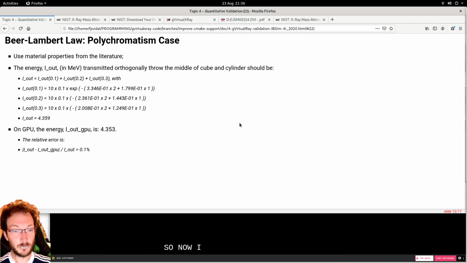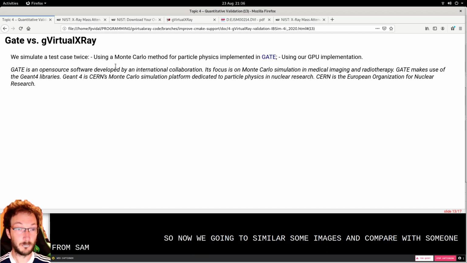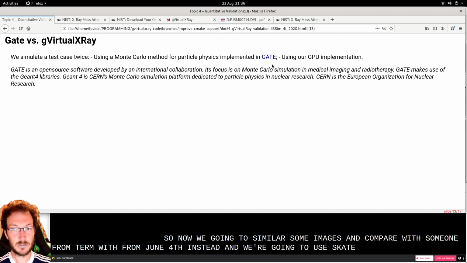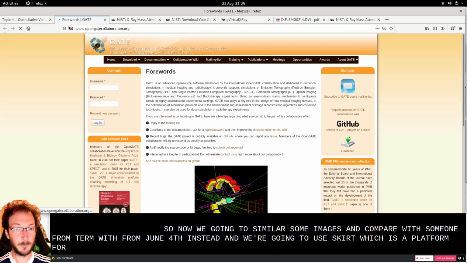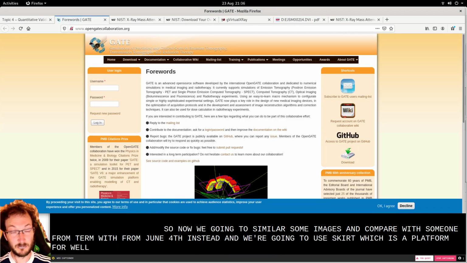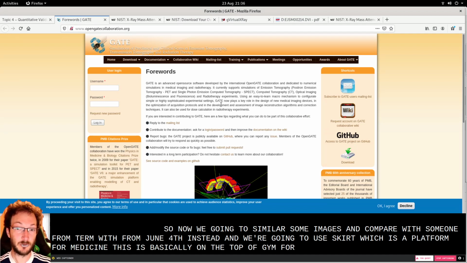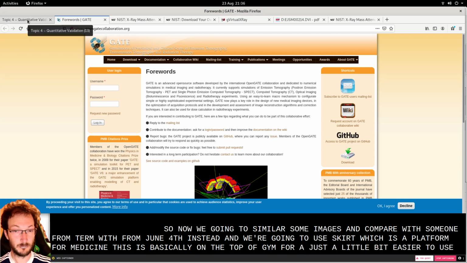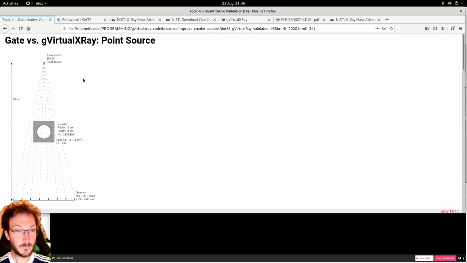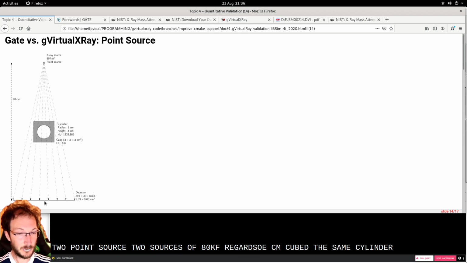So now we're going to simulate some images and compare with the one from CERN, from June 4th from CERN. We're going to use Gate, which is a platform for medicine, but this is basically on top of Geant4, it's just a little bit easier to use. So we got a point source, the source is of 80 keV, we got the same cube, the same cylinder, and we got all the data.